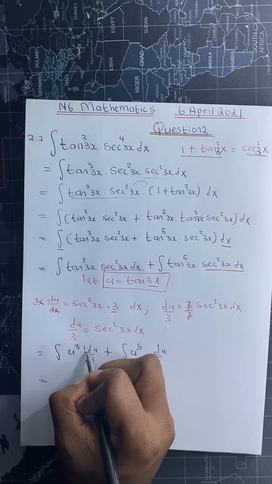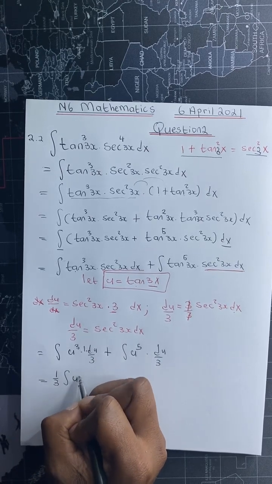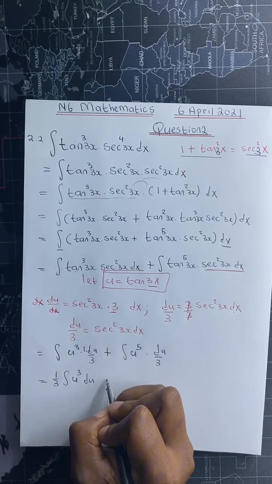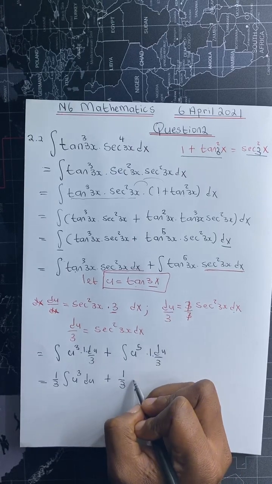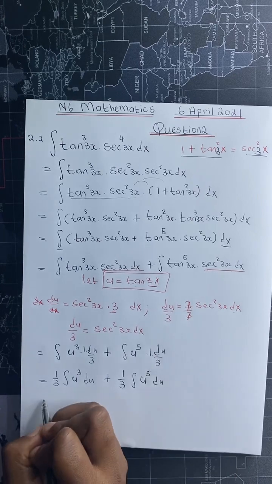So this 1 over 3, we can write it out of the integral, such that inside the integral we have u to the power 3 du. Same story, we write the 1 over 3 out of the integral so that we can have u to the power 5 du inside the integral.